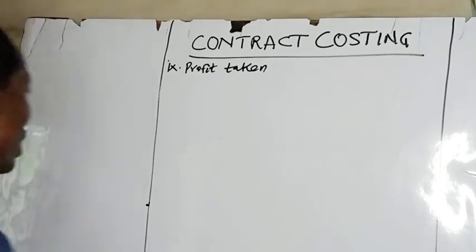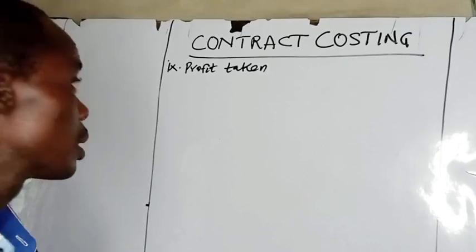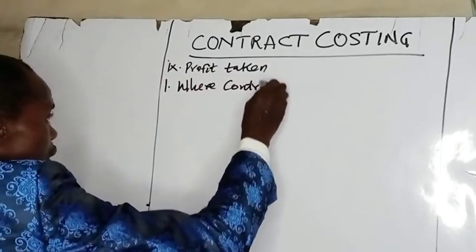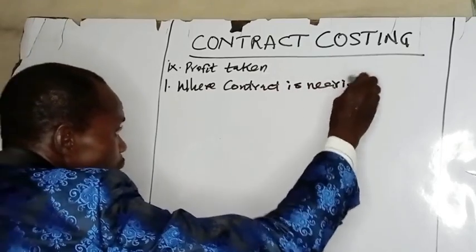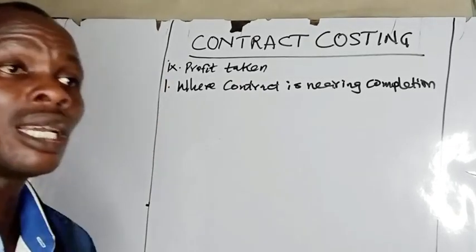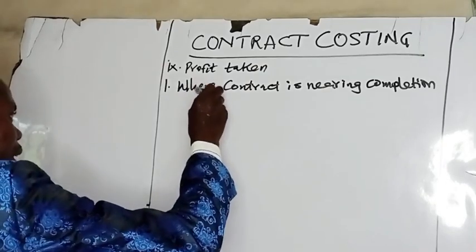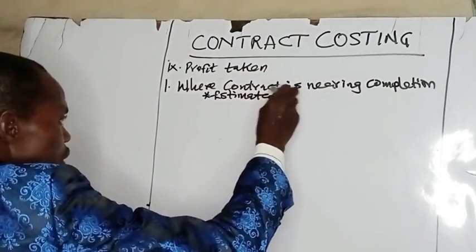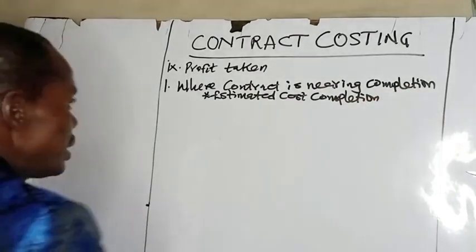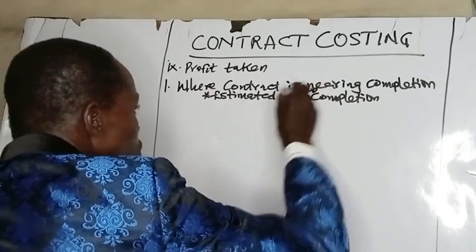So the calculation of profit taking depends on the progress of the contract. Number 1, where the contract is nearing completion, that means the outcome of such contract can be reliably measured. That means the estimated cost to completion will have been known. If a contract is nearing completion, let's say it is above 80% completed, the estimated cost to completion must have been known.